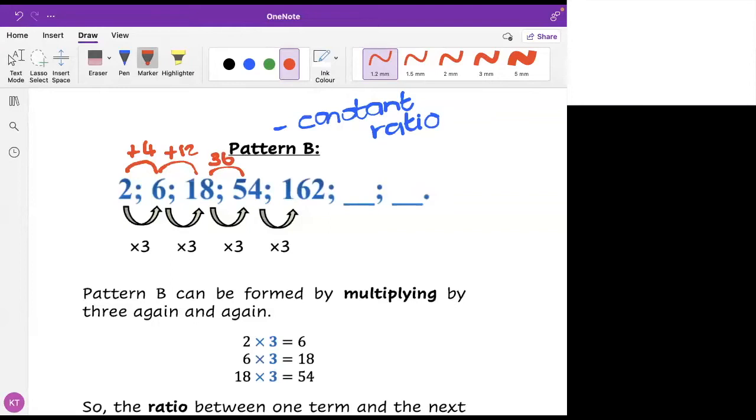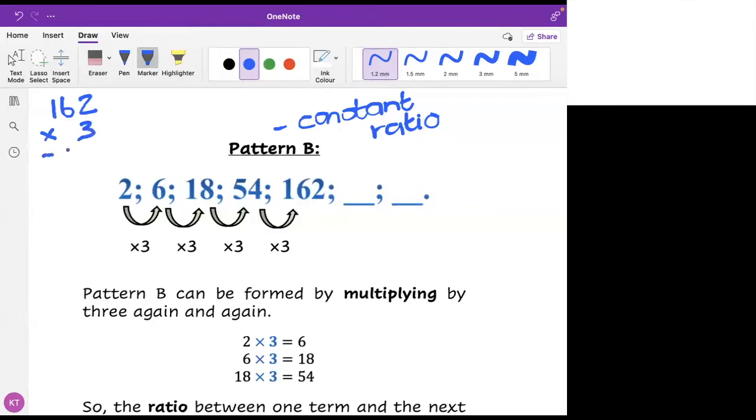So that means if I don't have a constant difference, what other kind of number pattern can I have? I can have a constant ratio. So I then say to myself, all right, if I'm going to have a constant ratio, 2 times by what gives me 6? So how do I get from 2 all the way to 6? I multiply it by 3. How do I get from 6 all the way to 18? I multiply it by 3 again, and so on and so on. So when I get to 162, what must I go and do?